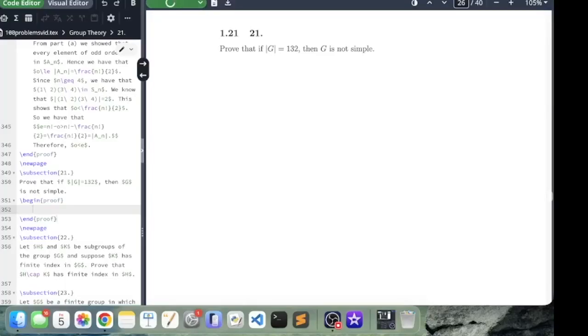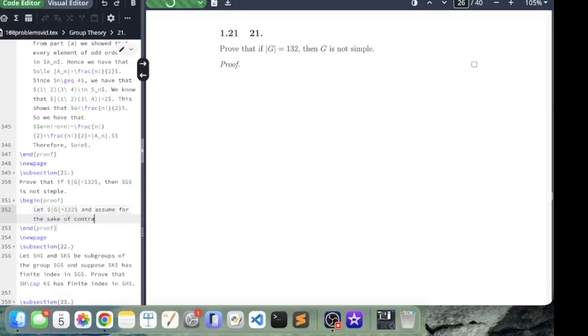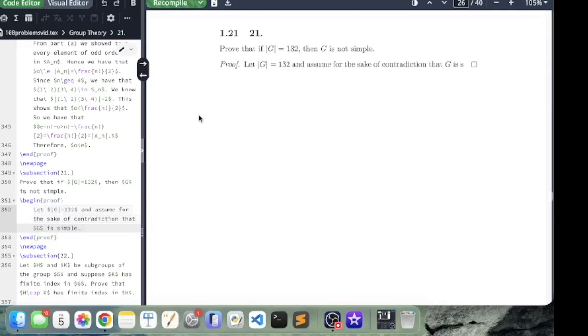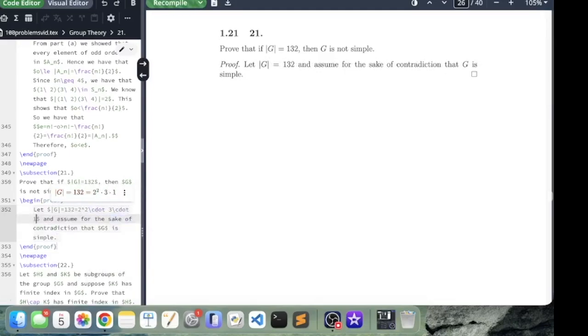Alright, we have a standard counting Sylow argument. Prove that if the order of G is 132, then G is not simple. We'll let the order of G be 132, and assume for the sake of contradiction that G is simple. We'll also spell out that 132 is the same thing as 2 squared times 3 times 11, because we want to do Sylow analysis on this.